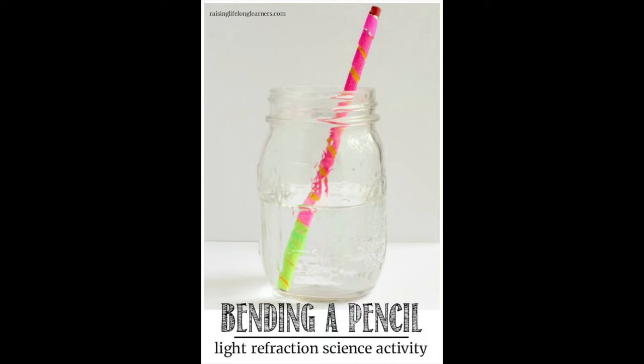Okay, so far we have looked at the different properties of light. We've looked at how light travels in a straight line. We looked at how light reflects off of shiny objects or surfaces. Now we're going to look at another property of light, which is refraction.